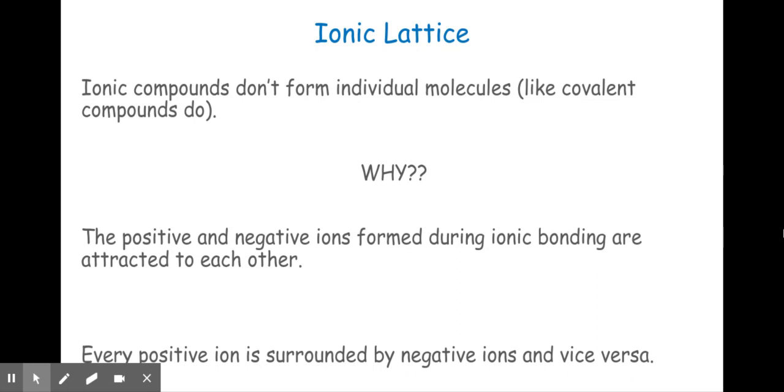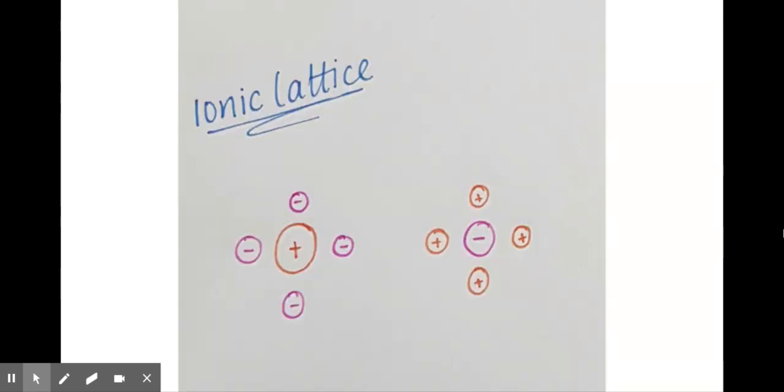Well, ionic compounds don't form little molecules like covalent compounds do. There are a number of different shapes, but there is one shape that they take, which is called, as the title suggests, an ionic lattice. Why do they do this? Well, positive and negative ions are formed, and as we know, opposites attract. They are attracted to each other. So in a setup, this looks like every positive ion is surrounded by some negative ions, and every negative ion is surrounded by some positive ions, like this.